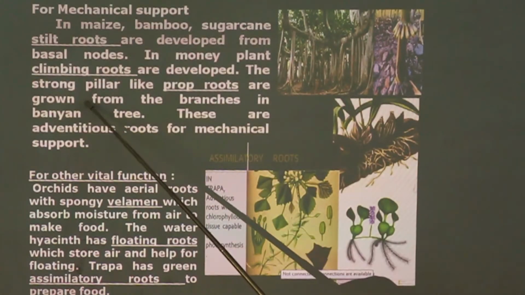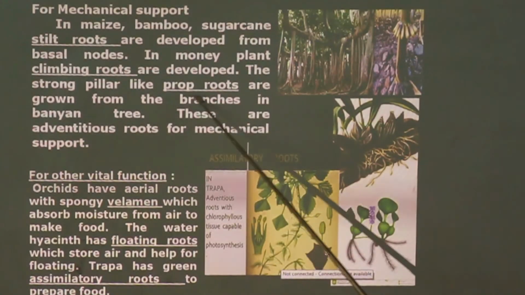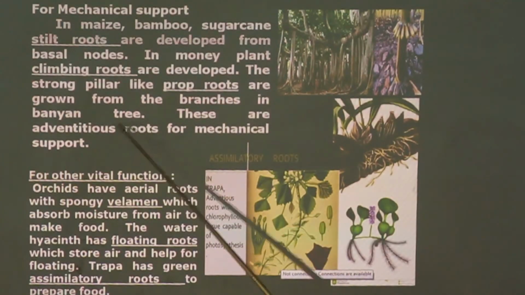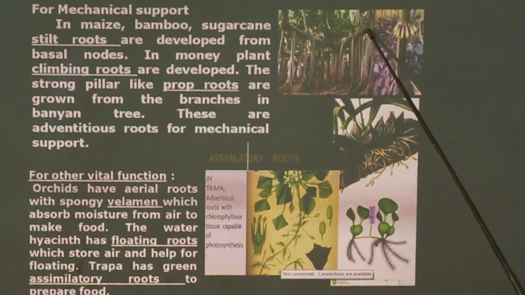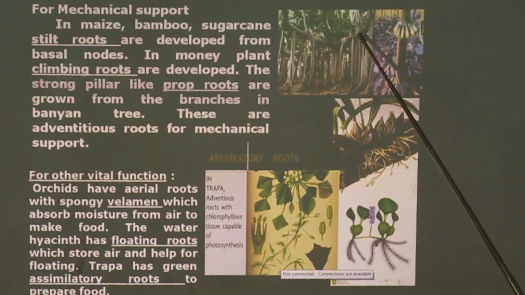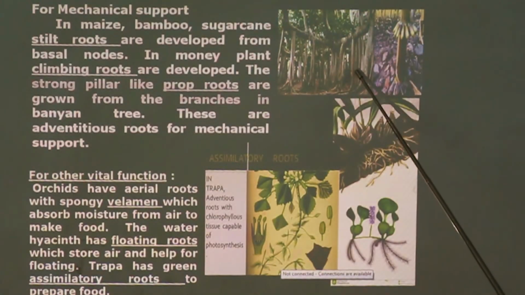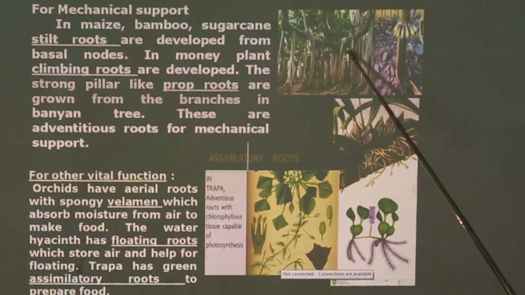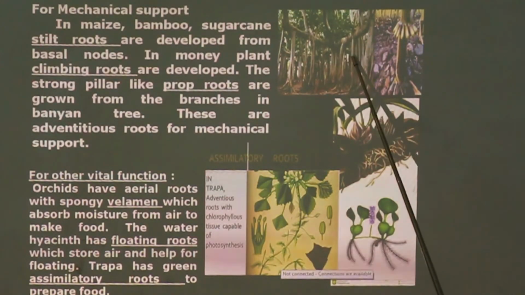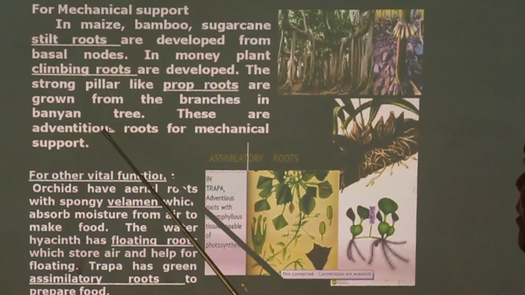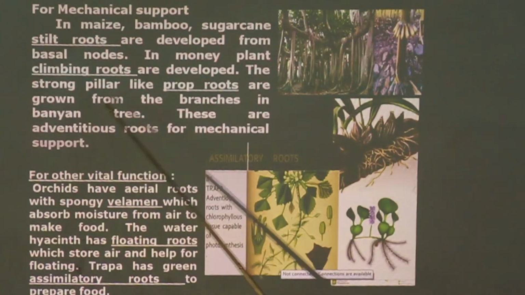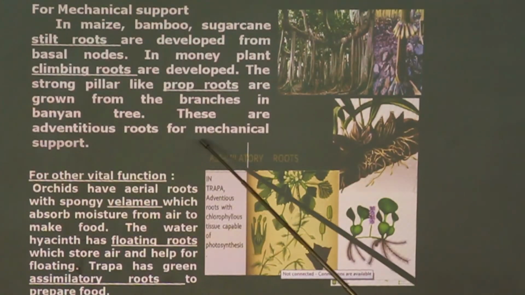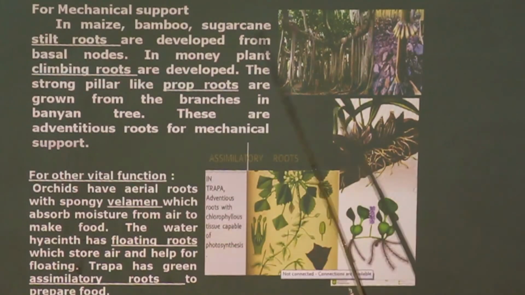Strong pillars like prop roots are found in the branches of the banana tree. It's a banana tree, and here is a heavy branch, and the roots are developed and grow down to the soil. These roots are called prop roots, which give mechanical support for the heavy branches of the banana tree. These are some advantageous roots that give mechanical support for the plant.